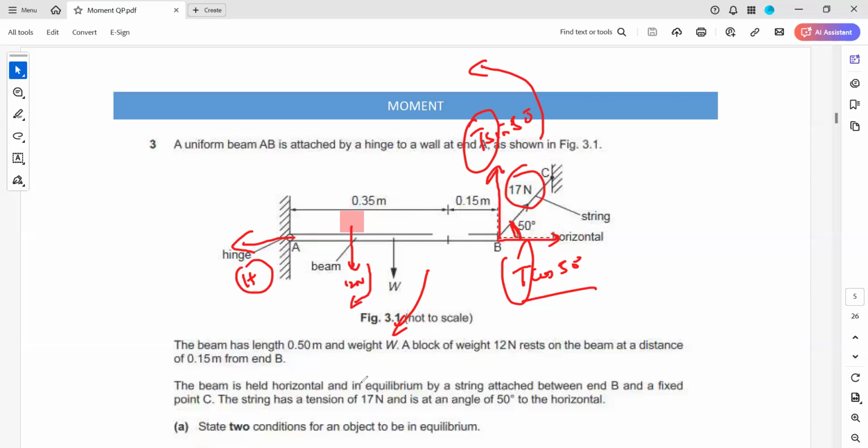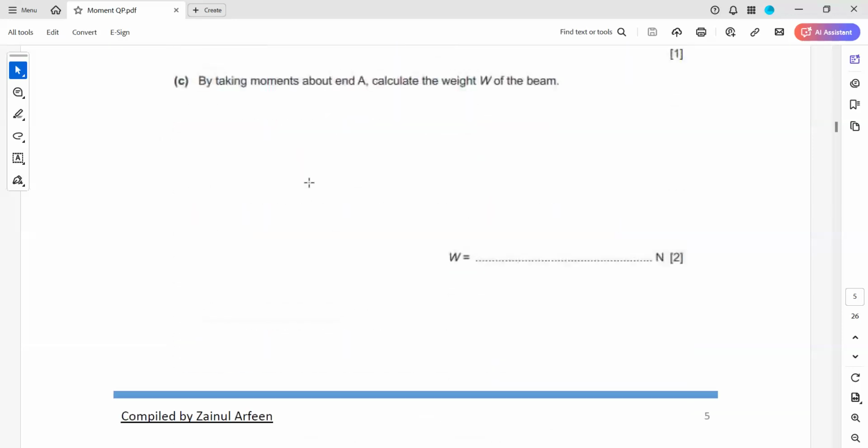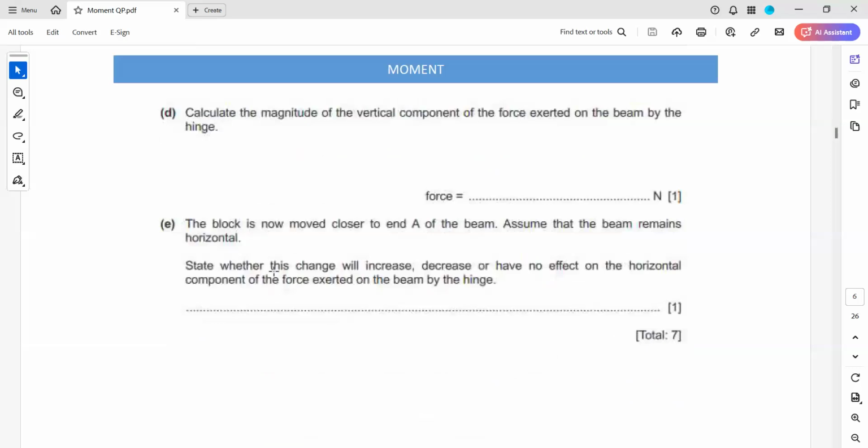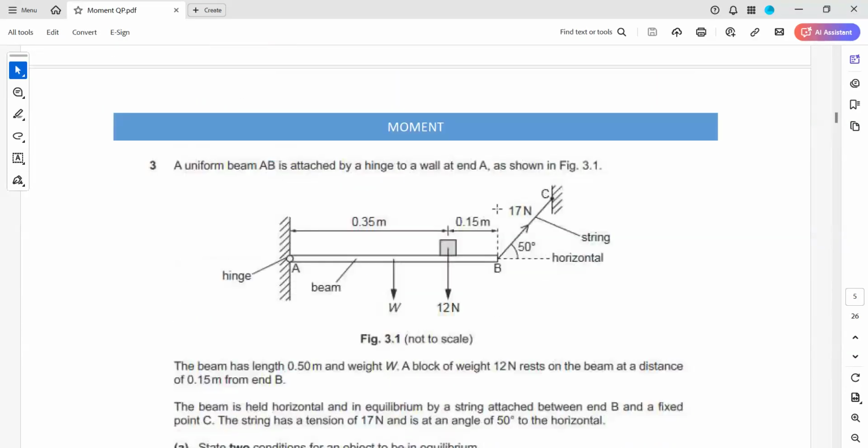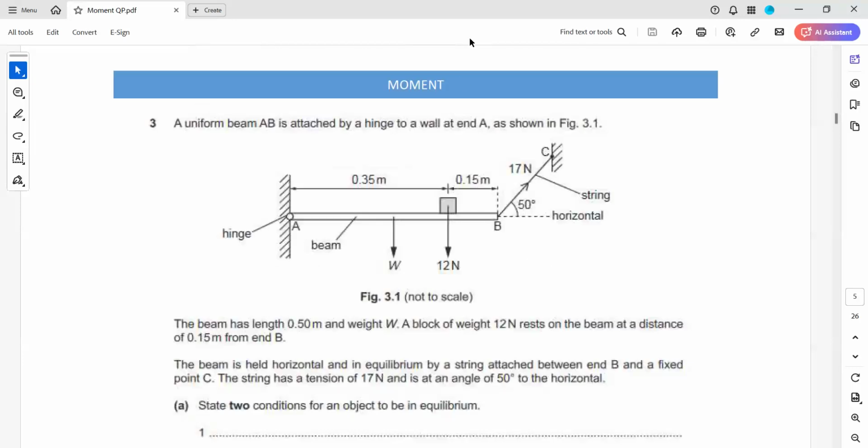Because the question was the horizontal force on A. State whether in effect horizontal component of the force exerted on the beam by the hinge. Is it clear? So this is a horizontal component of the tension and this is a horizontal component here. So when I bring this closer, the clockwise turning effect decreases, the anti-clockwise turning effect should also decrease. So it means this T should decrease, the tension.